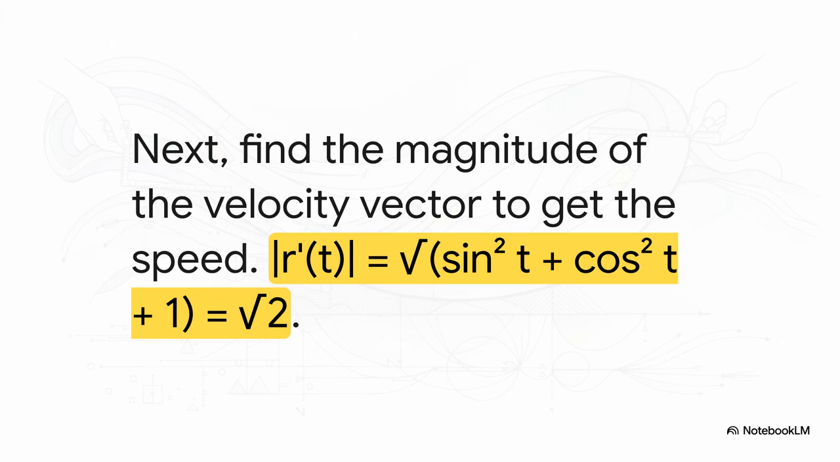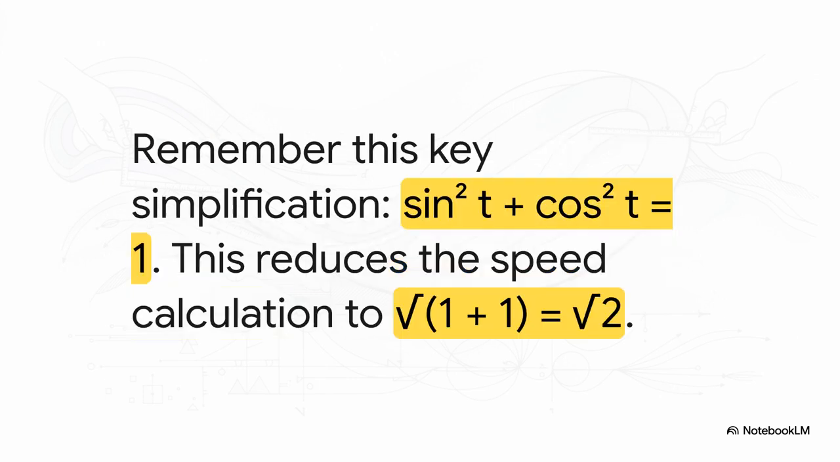That means finding the magnitude of that velocity vector we just found. So we square each component, add them all up, and stick them under a square root. That gives us sine squared t plus cosine squared t plus 1 squared. And right here is where a little bit of magic happens.